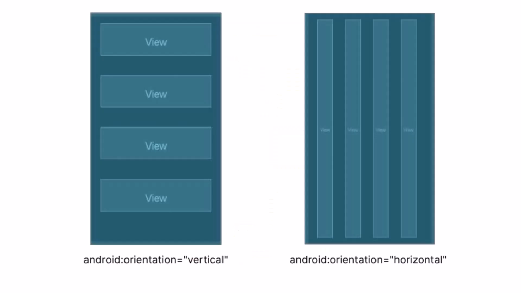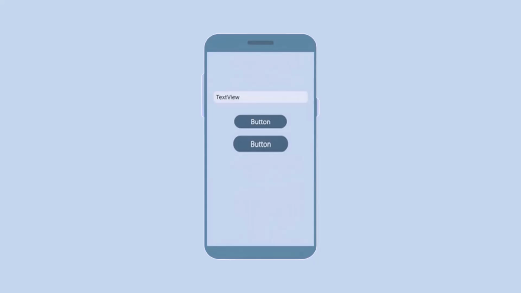Let's start with the most common ones. The first is linear layout. In a linear layout, elements are placed one after another in a straight line. You can arrange them vertically, from top to bottom, or horizontally, from left to right. Think of it like stacking blocks in a row. This is great when you want things to be ordered in a simple line.